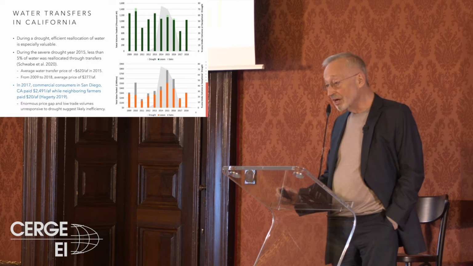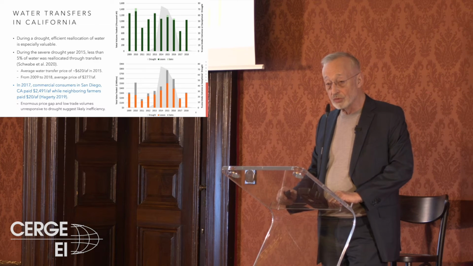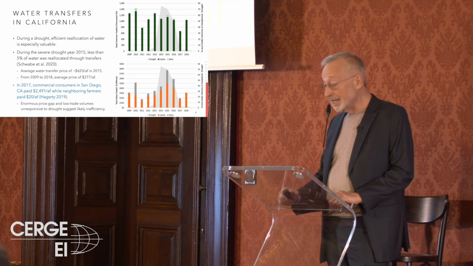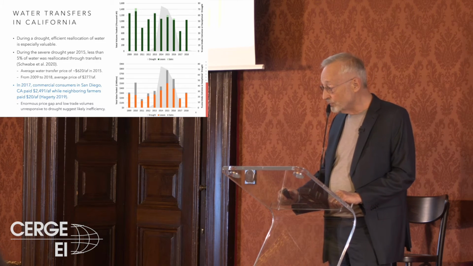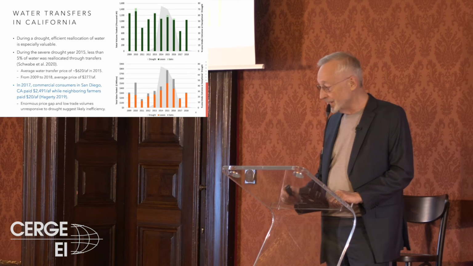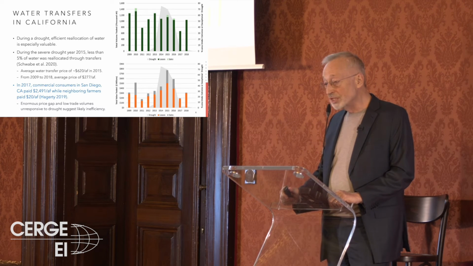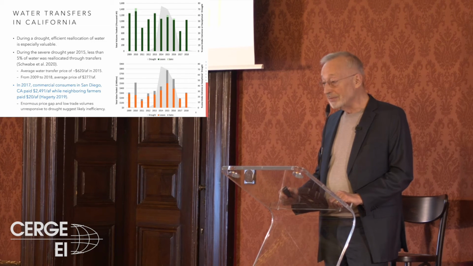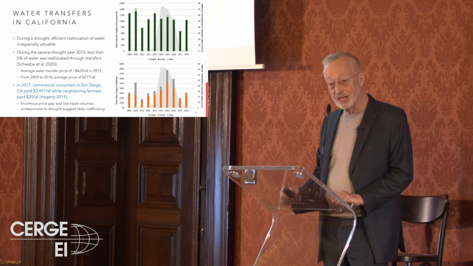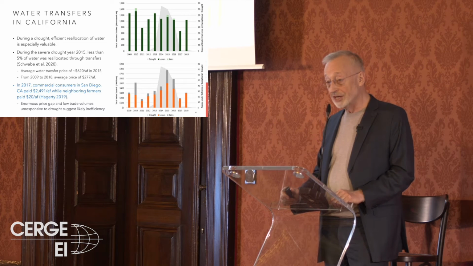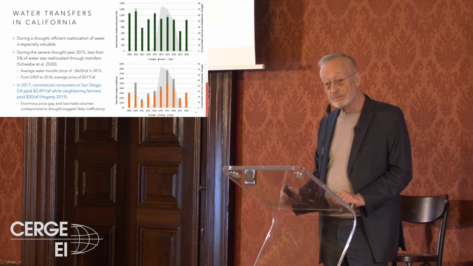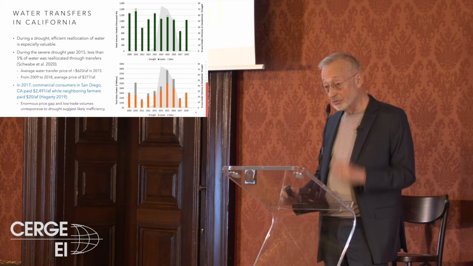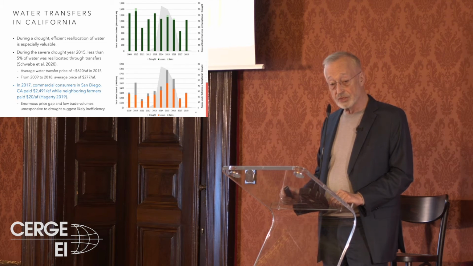But to give you an idea of how dramatically inefficient water is allocated, commercial consumers in San Diego were paying in 2017 $2,500 per acre foot. Well, $2,491 as the number shows here. And farmers in the neighboring Imperial Valley were paying $20 an acre foot. Now, you might think if you could buy water at $20 an acre foot and sell it at $2,500 an acre foot, there'd be some trading going on. But no, the trading is blocked under California law for reasons that I'm going to try to explain to you next.